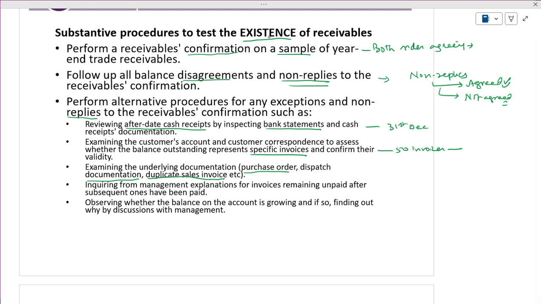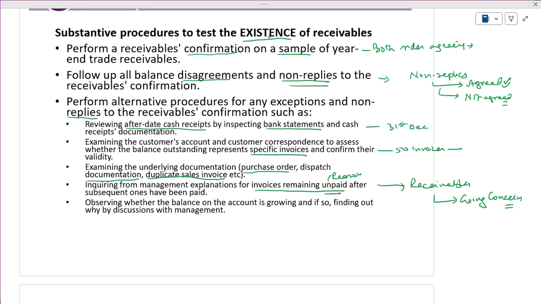Inquire from management for an explanation for invoices remaining unpaid. After the subsequent ones have been paid, what are the reasons why we are not recovering from the client? Observe why, because if there are any issues on receivables, it is also going to affect the going concern. If you are not getting receivables, it will affect your liquidity position.